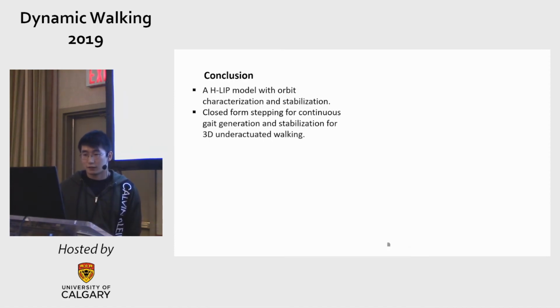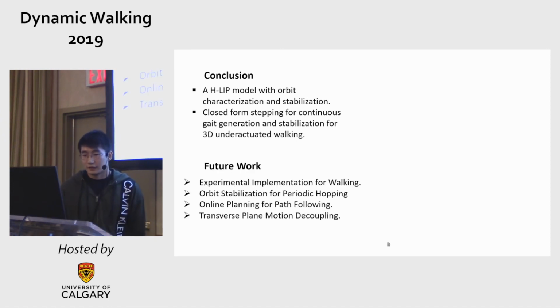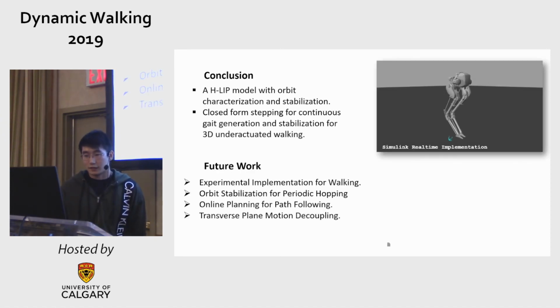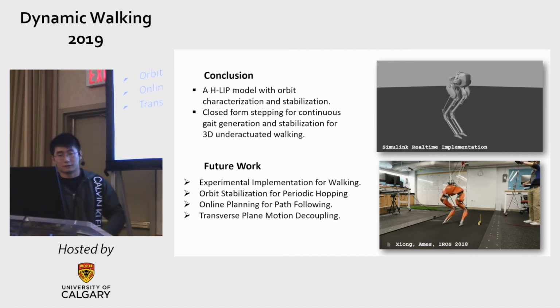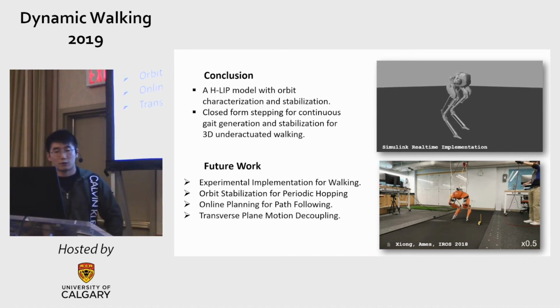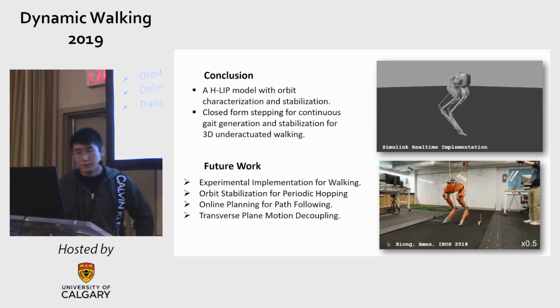So just to quickly conclude, I have a hybrid linear inverted pendulum model for orbit characterization and stabilization. And the closed-form stepping controller can continuously generate different walking behaviors for 3D underactuated walking. So quickly, the future work: one is the experimental implementation. And we can also think about this kind of simple model-based fast planning for periodic hopping. This is a single hopping behavior, but we can try to do periodic ones.